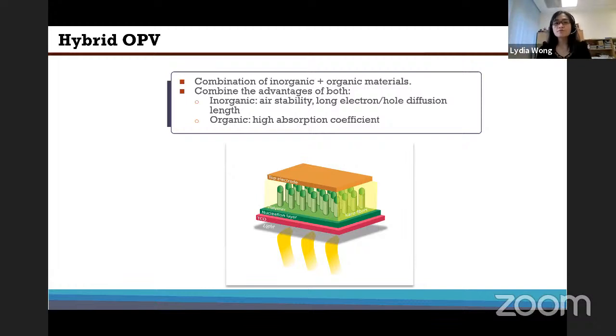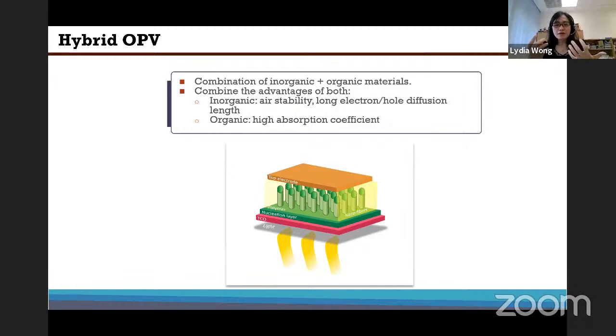Okay, so because of this, people are very excited about organic materials. They want to make good organic materials, and they can synthesize the organic materials. The problem with organic materials is the electron and hole mobilities are not as good as silicon, and the stability is poor.